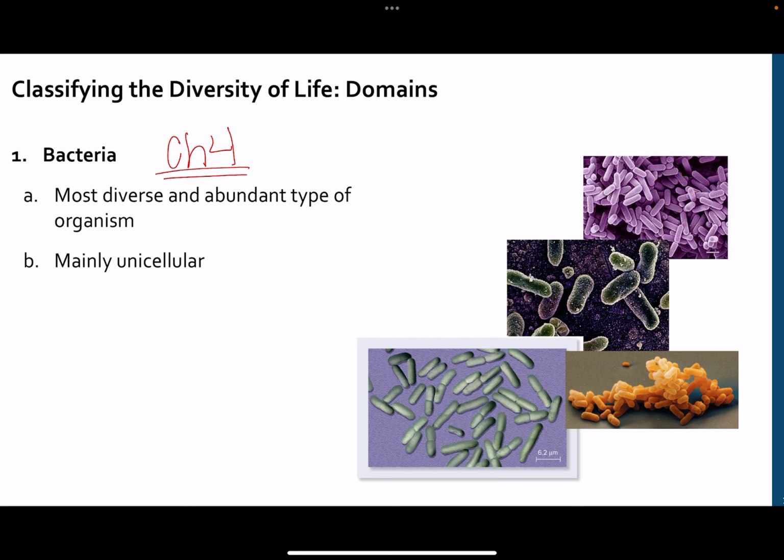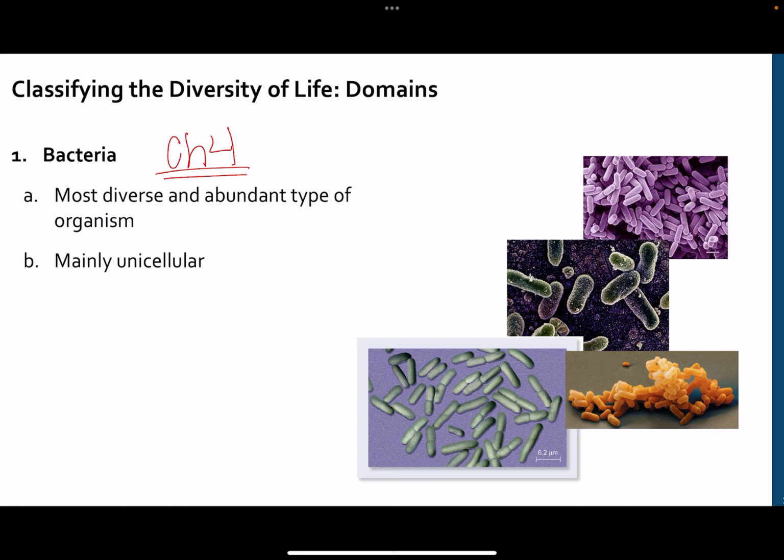We'll learn a little bit more about the specific cell structure of bacteria. Bacteria are important because they are the most diverse and most abundant type of organism on Earth. This usually surprises students because we think of things we see all the time, like bugs. There are so many bugs on Earth. And plants, there are so many plants, and there are so many animals, but there are far more bacteria.